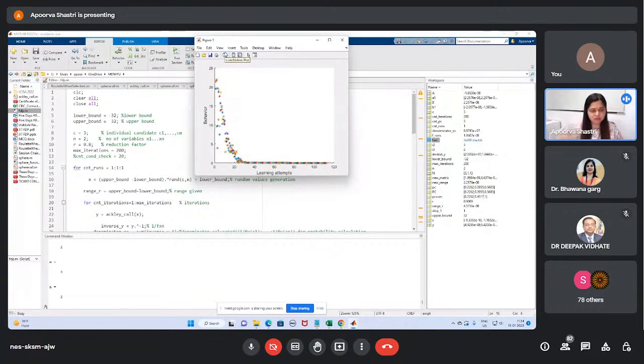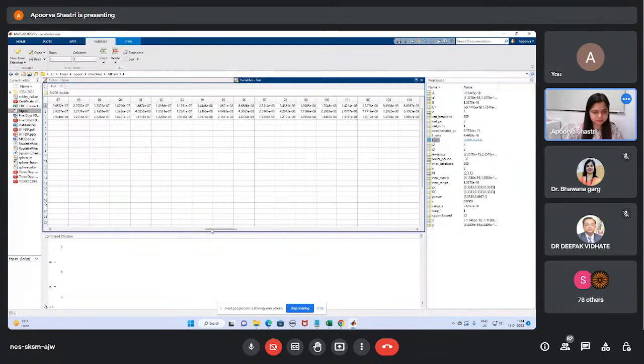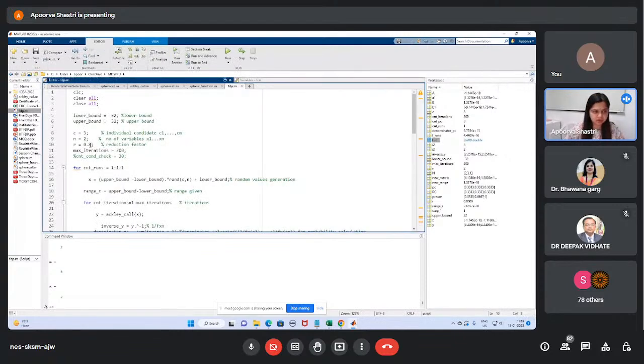You can see the program is running quite faster also. Let us check the values for the function. Now for 200 iterations, we are getting minus 16. Again, I'll show you if we make it 0.95, run the program.